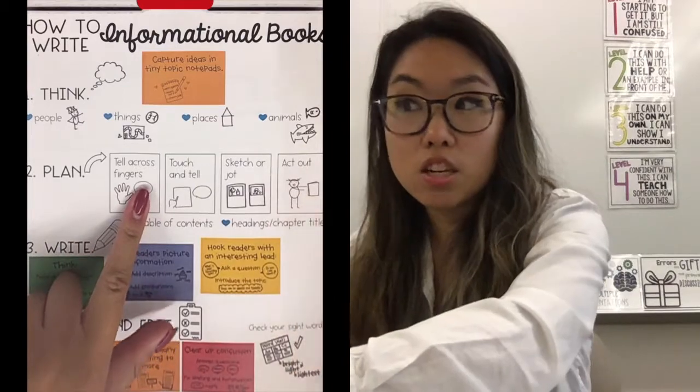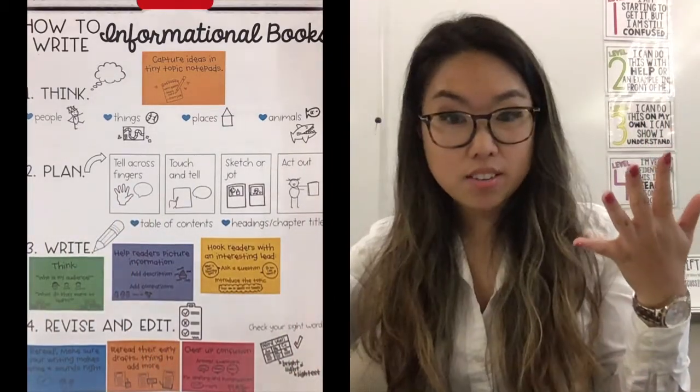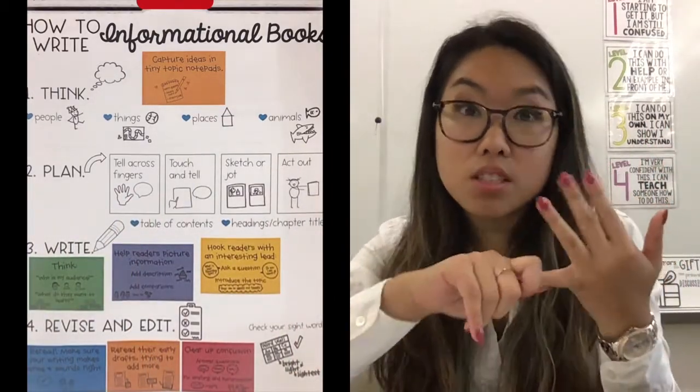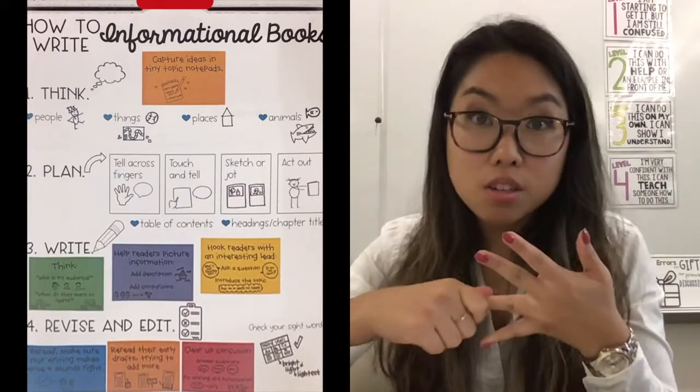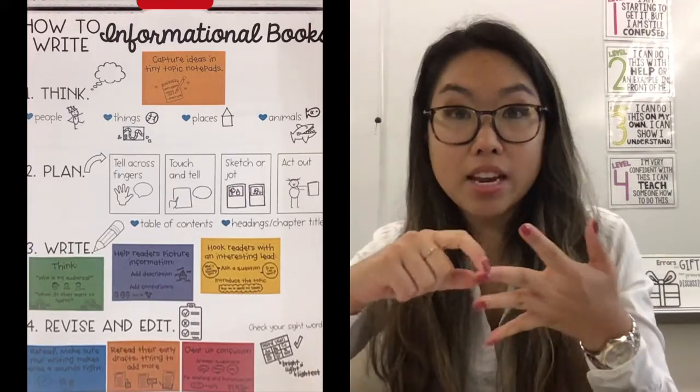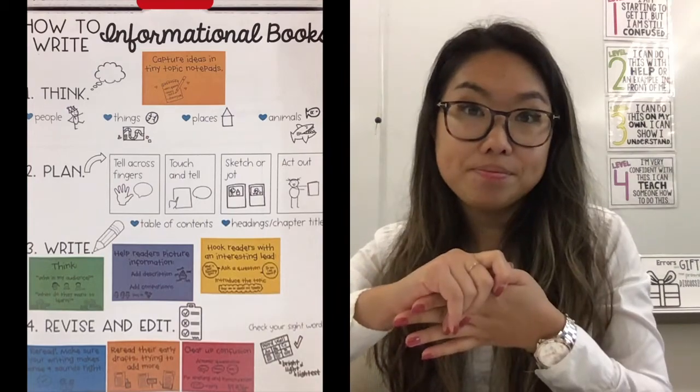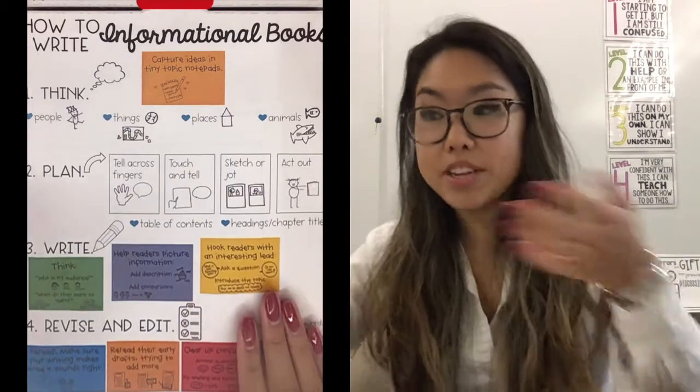I could tell across my fingers just like I did before. I know a lot about what is school. I know why it's important to go to school. I can teach about reading and writing and math. That's planning across your fingers.